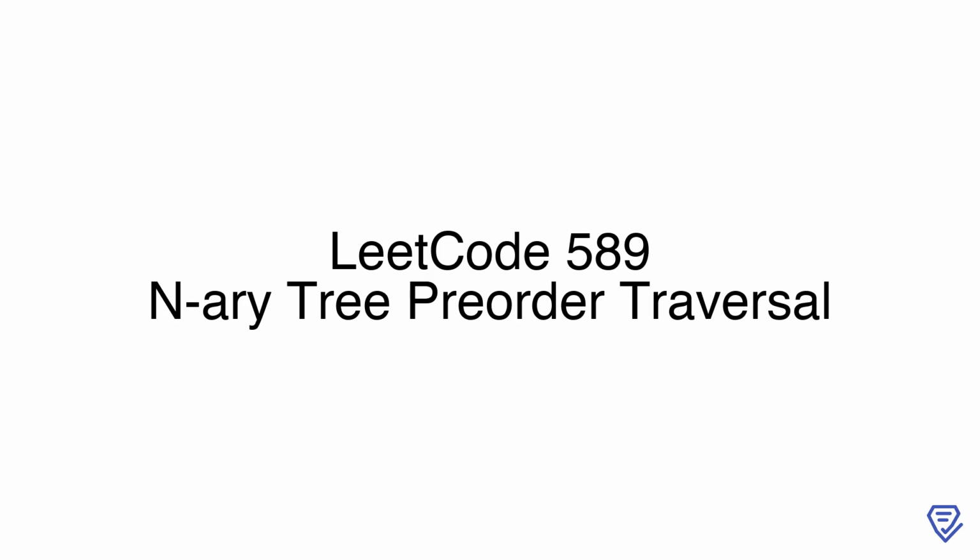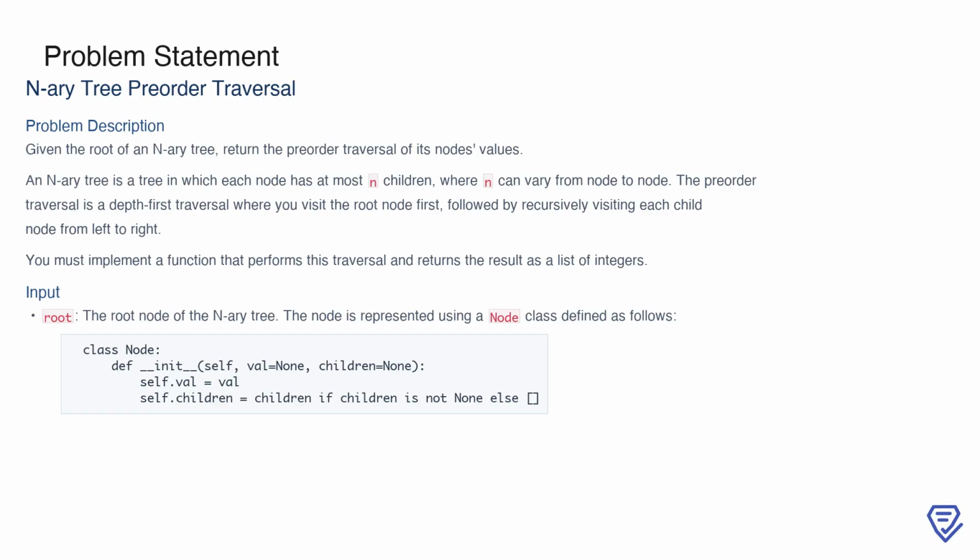Welcome! In this session, we will dive into LeetCode problem number 589, N-ary tree preorder traversal. Together, we'll explore an efficient approach to solve this problem while understanding the concepts of tree traversal. Let's get started. In this problem, we need to perform a preorder traversal on an N-ary tree.